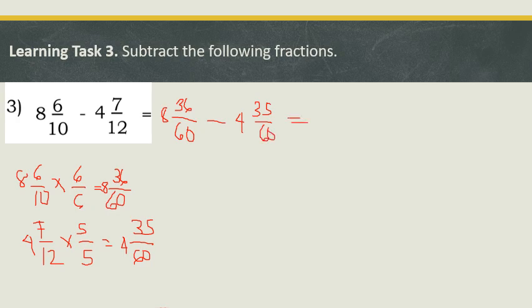So, ipagmaminus na natin. So, since pareho sila ng denominator, yun pa magiging denominator natin. Then, 36 minus 35 is 1. Tapos, 8 minus 4 is 4. So, kaya magiging answer natin is 4 and 1 over 60.